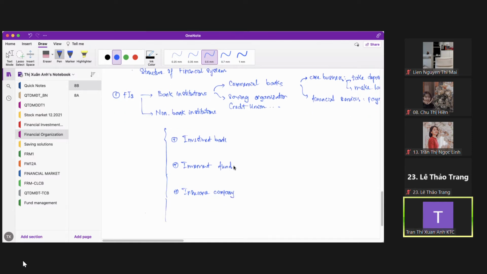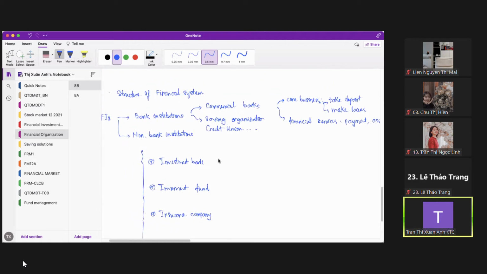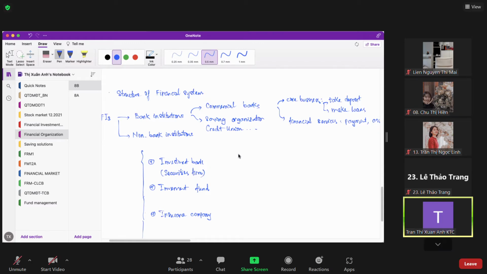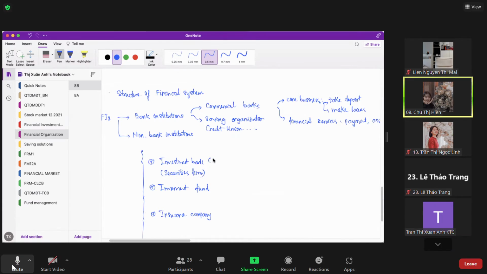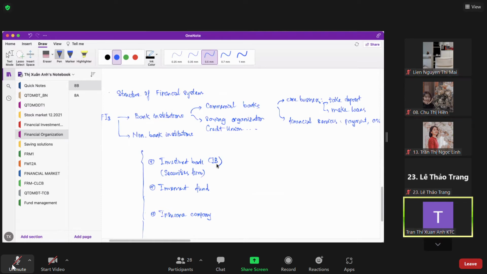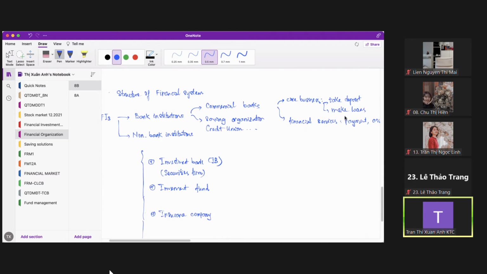Okay. Now the first one we're talking about is the investment bank. Investment bank, or in Vietnam, is referred to as security firms. Could you see my writing, students? Yes. Okay. Investment banks. So an investment bank or security firm is totally different from a commercial bank. Investment banks are not allowed to take deposits or make loans like a commercial bank. They just provide investment services for clients.